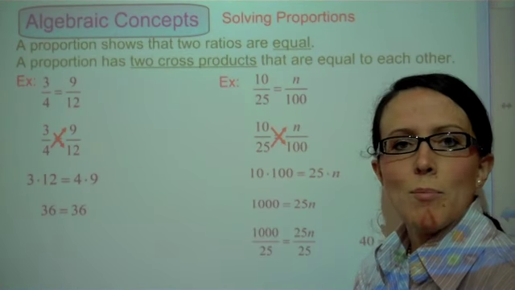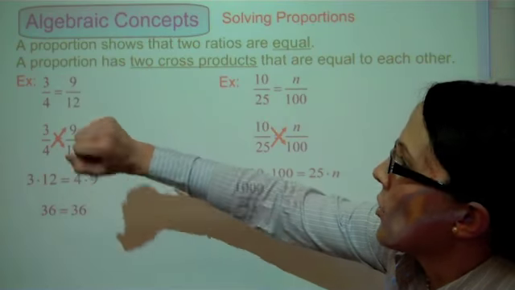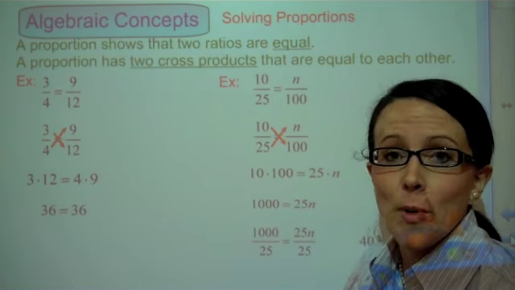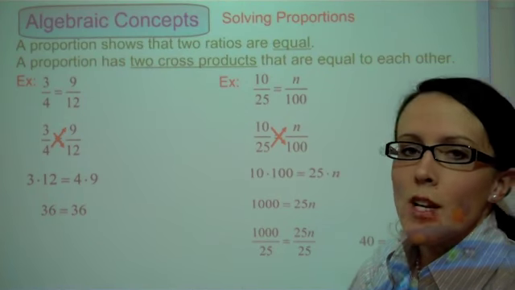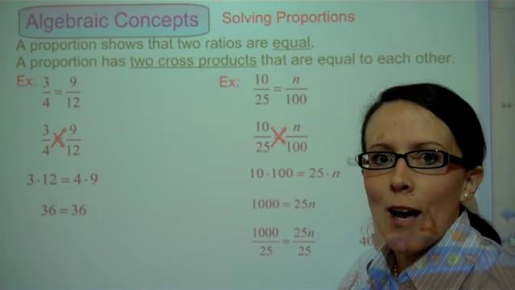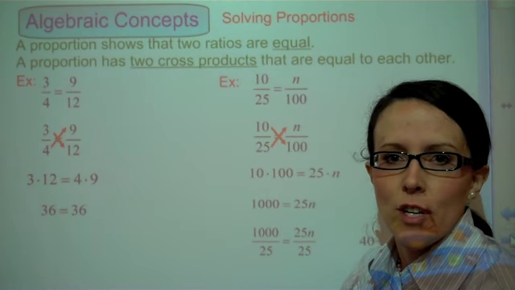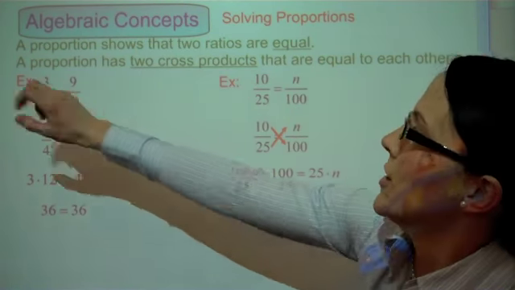On to solving proportions. Here we go. So, first off, proportions. You only do proportions when you have two equal ratios. Only when you have two equal ratios. Don't try to write proportions for other stuff. It's not allowed. So, here we go.